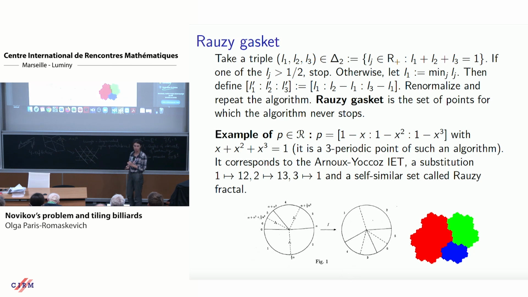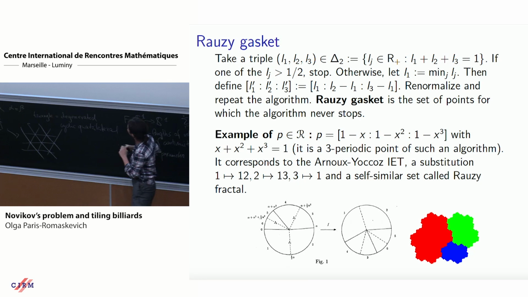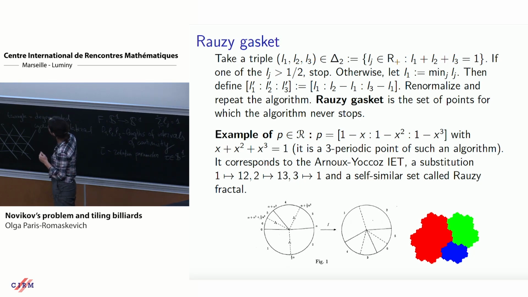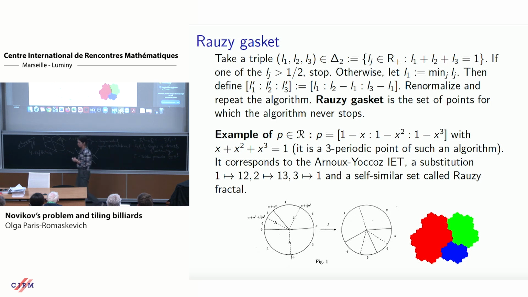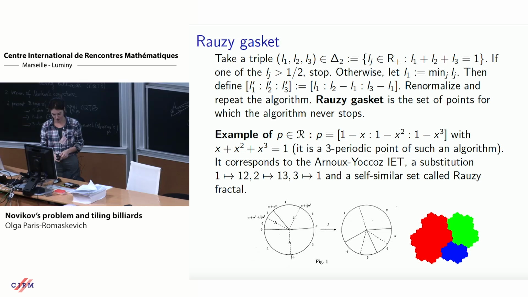One example of such point is the point that I have written here. You see that there are some algebraic properties of periodic points, for example, for this algorithm, which is not surprising. And this particular point is a wonderful point. It's a 3-periodic point of such an algorithm, and it corresponds to an interval exchange transformation, which is called the Arnoux-Yoccoz interval exchange transformation. It's a square of one of our maps, and it has a corresponding substitution and a beautiful fractal corresponding to it. I won't go into details. It's just to show that this particular point is also very loved and cherished in the mathematical community.